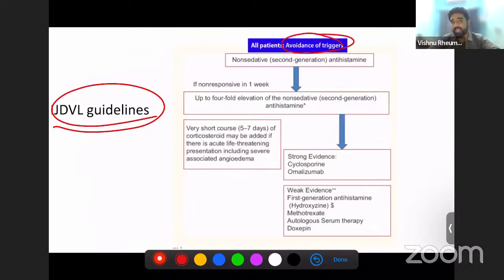Second measure is to add second generation antihistaminics. If non-responsive, increase the dose of the second generation antihistaminics. If still not working, then you go to your immunosuppressants. You start with corticosteroids, very short dose.